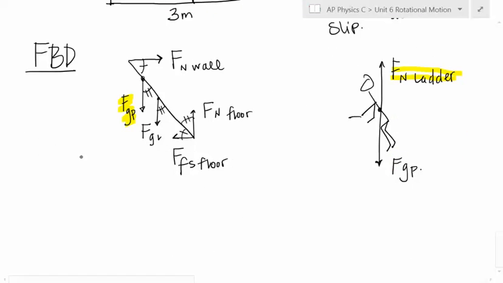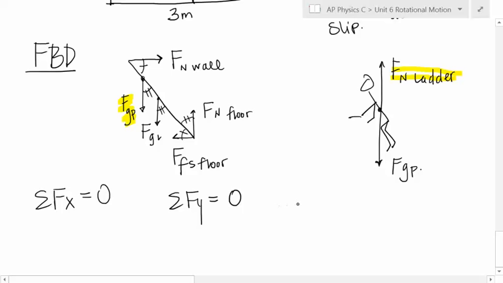Now, just like we did with forces before, we have forces in the x direction, and if we want the ladder to not move, then they have to be balanced. And we have forces in the y direction. If we want the ladder to not move, they have to be balanced. And now we have forces that are acting at a particular position, so we need to sum the torque and make sure that it's in equilibrium as well.